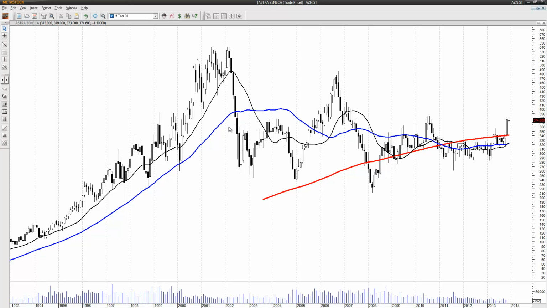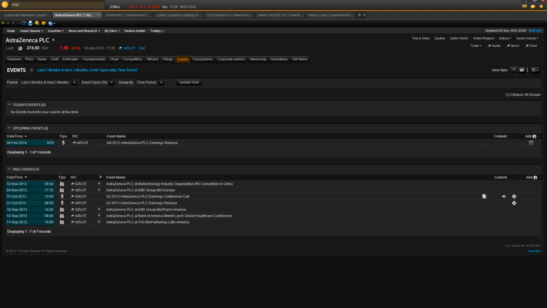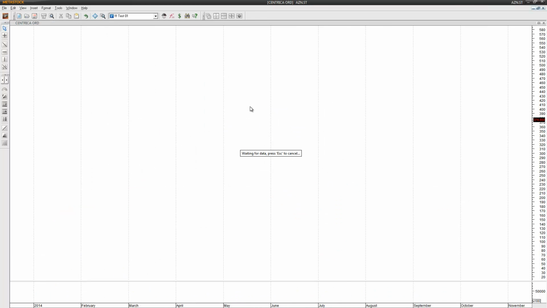Next chart is AstraZeneca. I'm using this peak for my resistance line, and that has a high value of, let's look, 383.80. This is the Stockholm Stock Exchange, so it's 383 kronor and 80 öre. That's the level I'm using. Check for earnings for AstraZeneca. No earnings. Okay, take a look at the next chart.